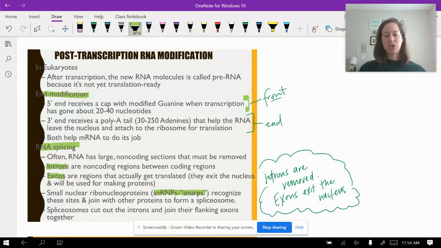Anyways, the SNRPs join with some other protein complexes to form something called a spliceosome. And the spliceosome is responsible for two things. One, cutting out the introns, and two, sticking the exons together. So basically taking this part out, these attach, and then you have RNA that's ready to leave the nucleus.